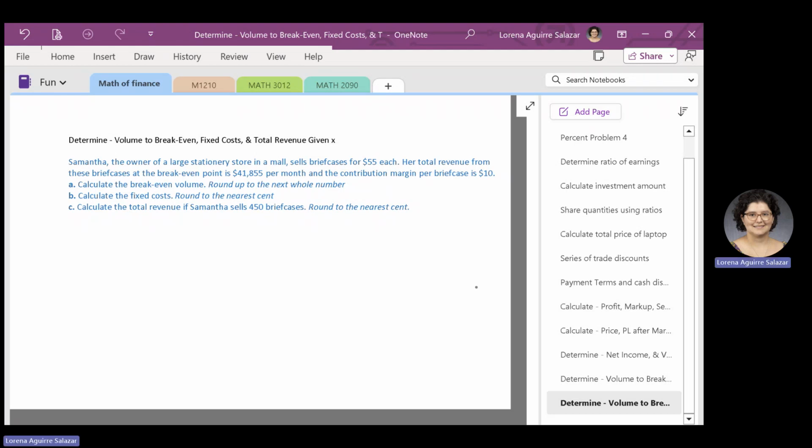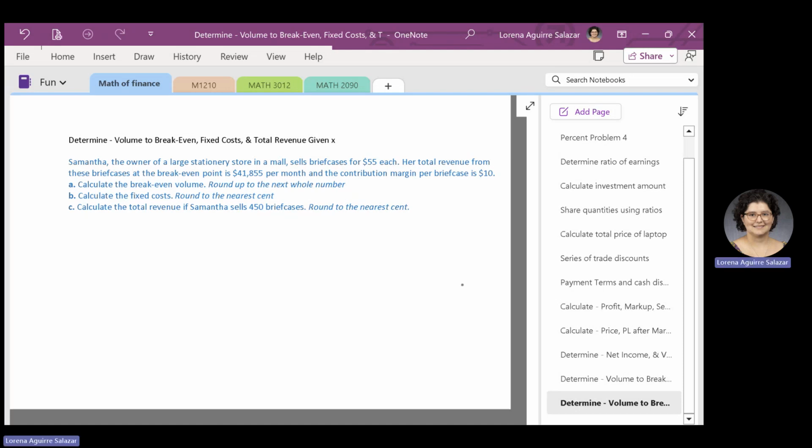Hello, and welcome to this example on determining volume to break even, fixed costs, and total revenue given the number of items sold and produced. We have the following problem. Samantha, the owner of a large stationery store in a mall, sells briefcases for $55 each. Her total revenue from these briefcases at the break-even point is $41,855 per month, and the contribution margin per briefcase is $10.